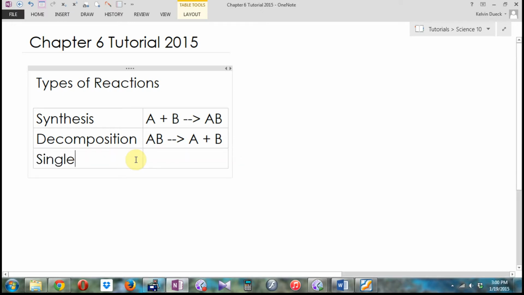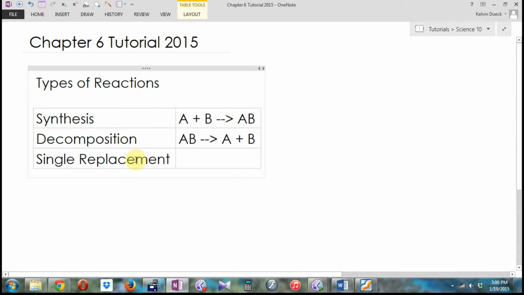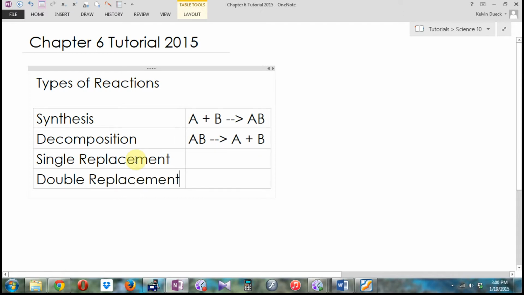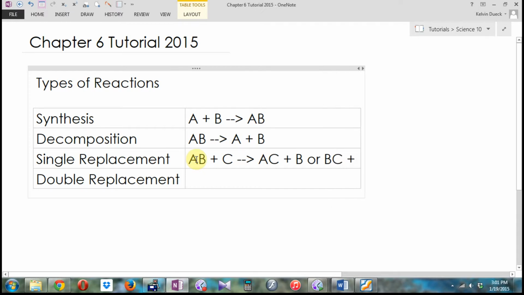Then we had single replacement. And it sort of goes with double replacement. In fact, I'll do them both at the same time so you can see the pattern. For a single replacement, the solo guy bumps one of the other guys. So it can be AC plus B, or it can be BC plus A. It depends. The metal bumps the metal, the non-metal bumps the non-metal, and you know enough on your periodic table now that you know the difference between the non-metals and the metals. So the metal bumps the metal, non-metal bumps the non-metal.